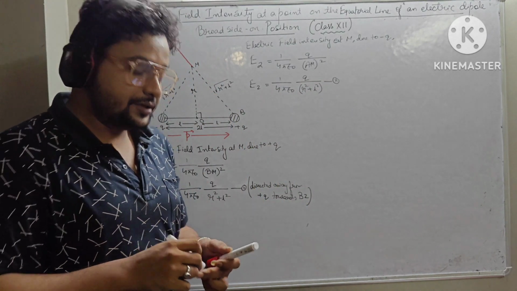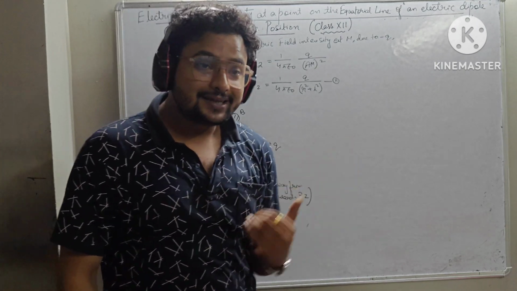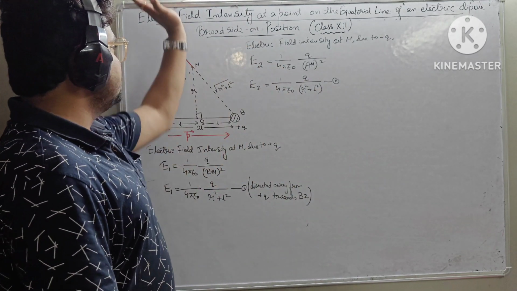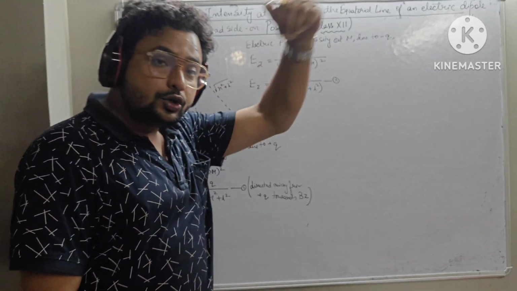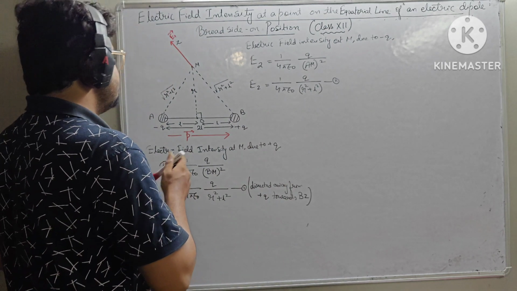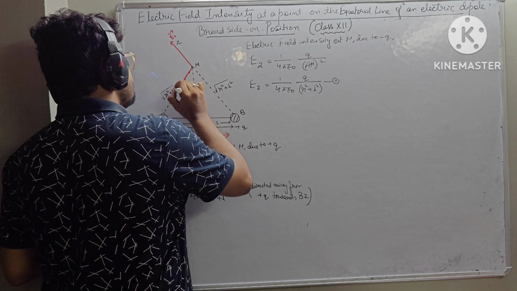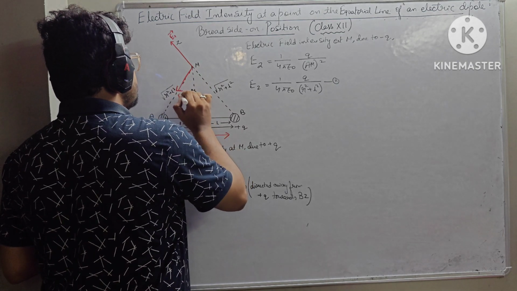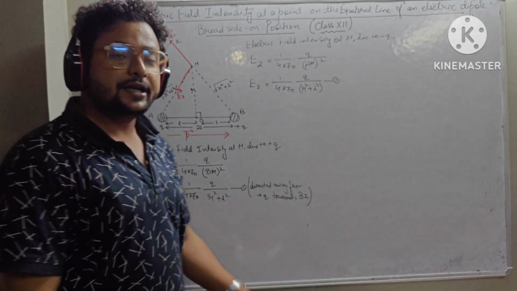Now, the direction. As I said earlier, electric field intensity is directed away from the plus charge, so this was the direction of E1. So E2 will be directed towards the negative charge. So towards the negative charge means this is going to be the direction of E2.